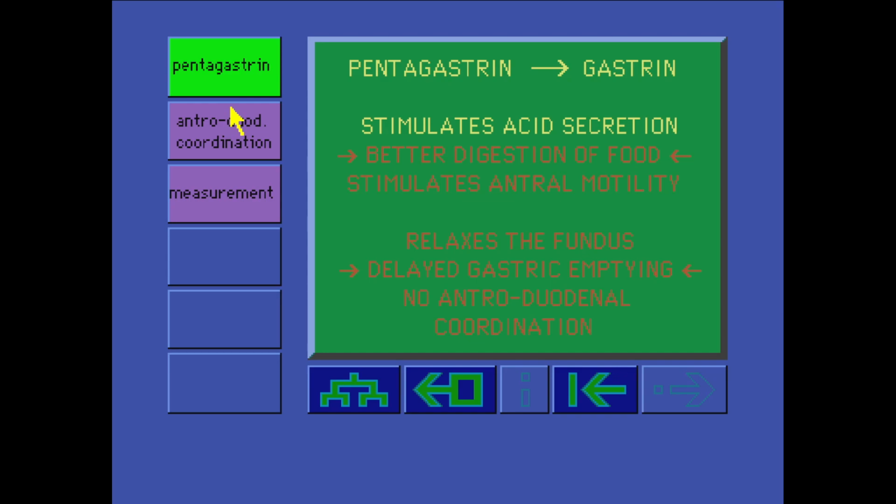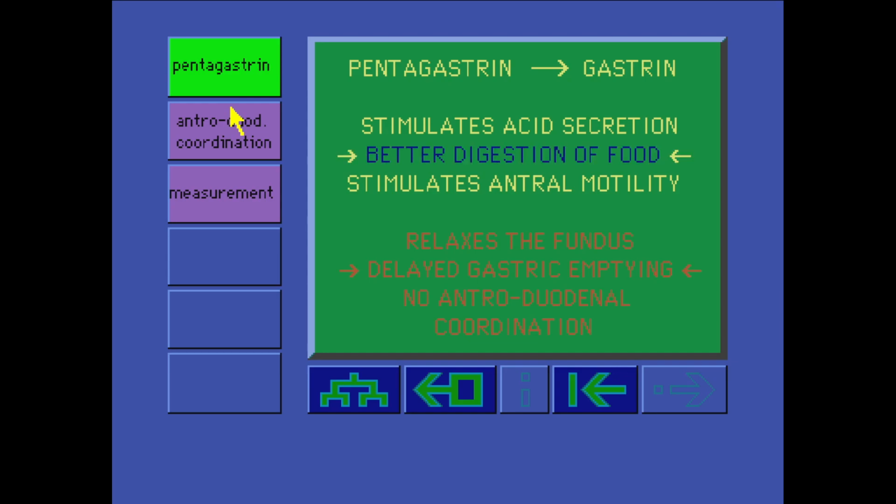Pentagastrin also stimulates antral motility, and therefore the mixing and grinding processes in the stomach. Therefore, the main function of pentagastrin is to improve digestion.